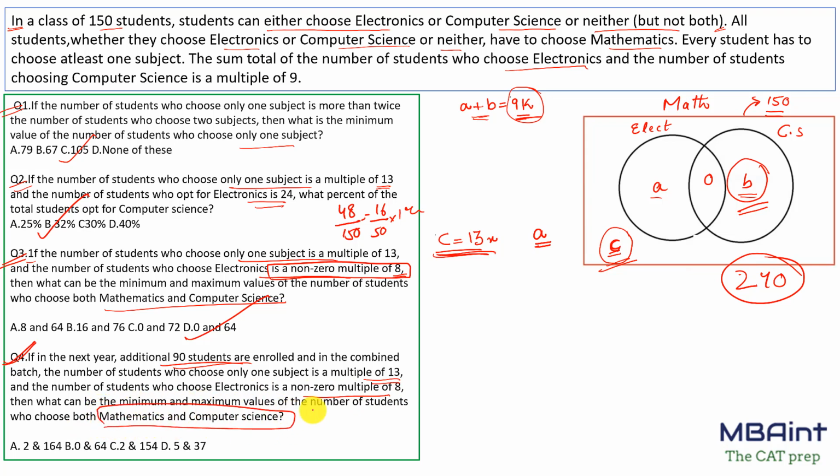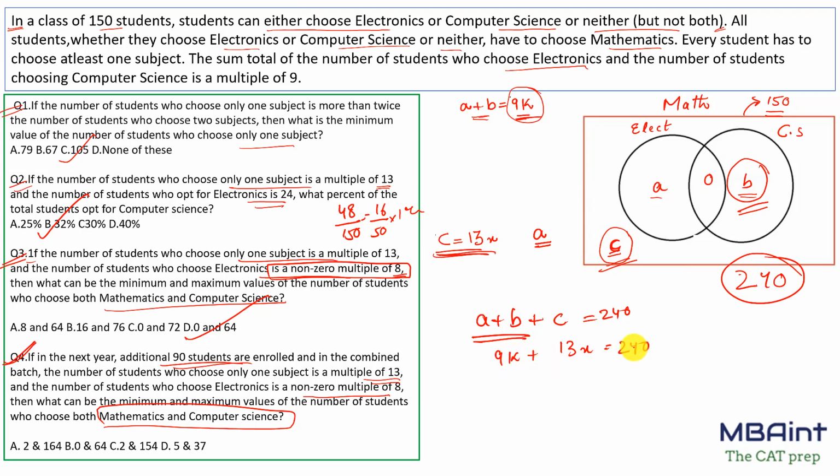What can be the minimum and maximum value of the number of students who chose mathematics and computer science? So again, the students choosing mathematics and computer science is b. Now the new equation would be a plus b. What is our main equation? A plus b plus c equals, now it is 240. Now a plus b is nothing but 9k, and this is 13x, that equals 240. Now we have a new equation. Now let's see what the integral values of it are. So let's do a little hit and trial.